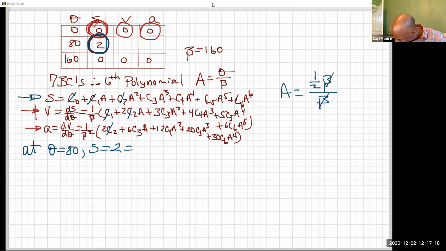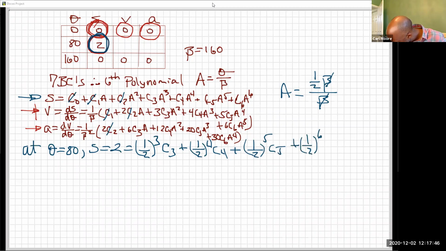And so when you look at the equation that's left here for S, we'll have 1/2 squared. I'm sorry, we're starting with the C3. So we'll have 1/2 cubed, because that's A cubed, times C3, plus 1/2 to the 4th times C4, plus 1/2 to the 5th times C5, plus 1/2 to the 6th, that's my C6. And so I have 4 unknowns still, C3, C4, C5, and C6. And I've handled the S equals 2 position.